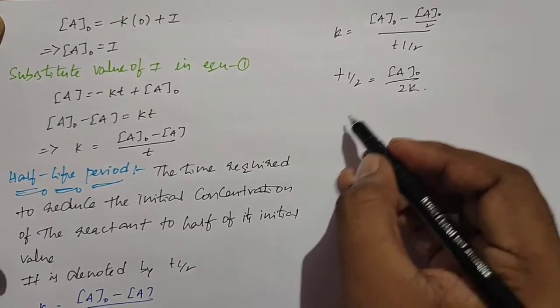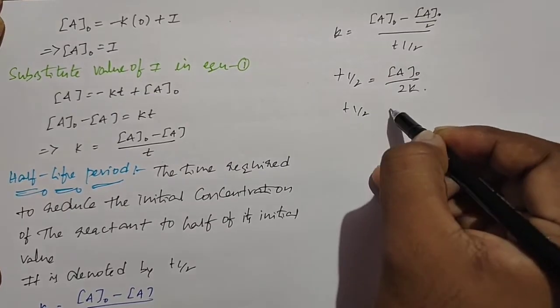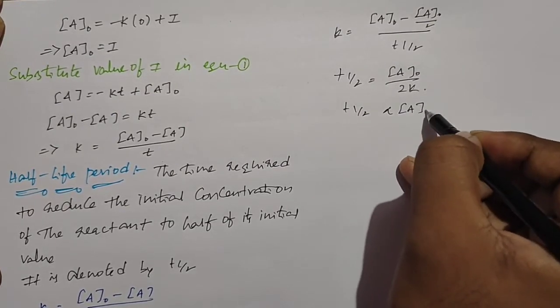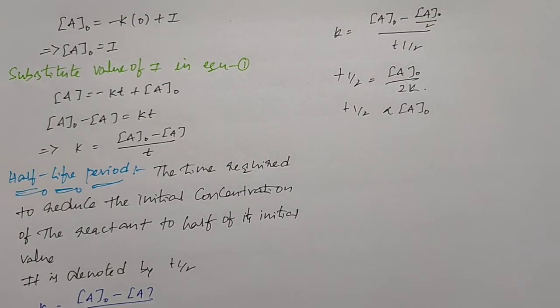So as per this we can say T(F) is directly proportional to A naught. So for a zero order reaction the half-life period is directly proportional to the initial concentration of the reactant. So this is the half-life period for a zero order reaction.